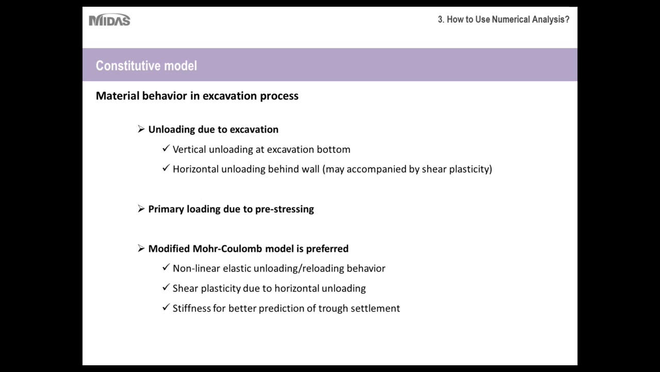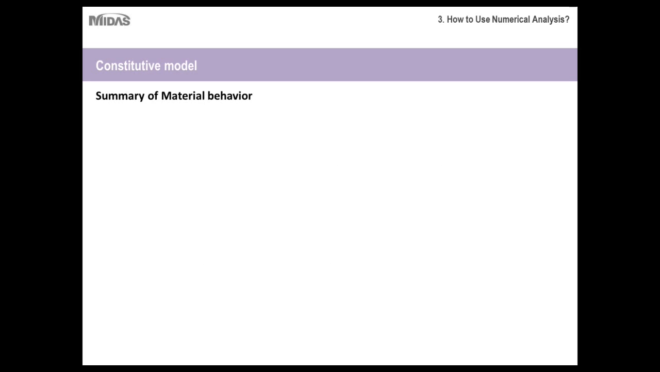So if you are dealing with tiebacks which are bonded and/or pre-stressed, then there is a primary pre-stressing force that is exerted. Then the modified Mohr-Coulomb method is preferred because of its ability to account for non-linear elastic unloading and reloading, its ability to account for shear plasticity due to horizontal unloading, and stiffness for better prediction of trough settlement.